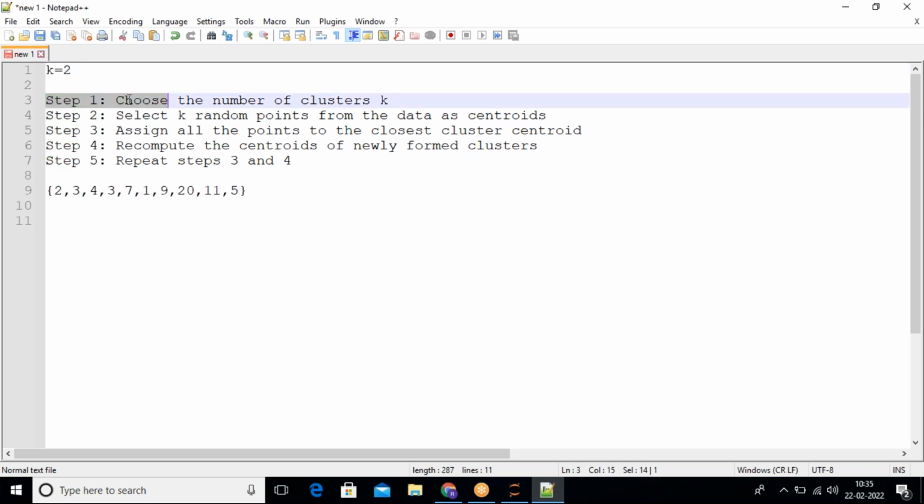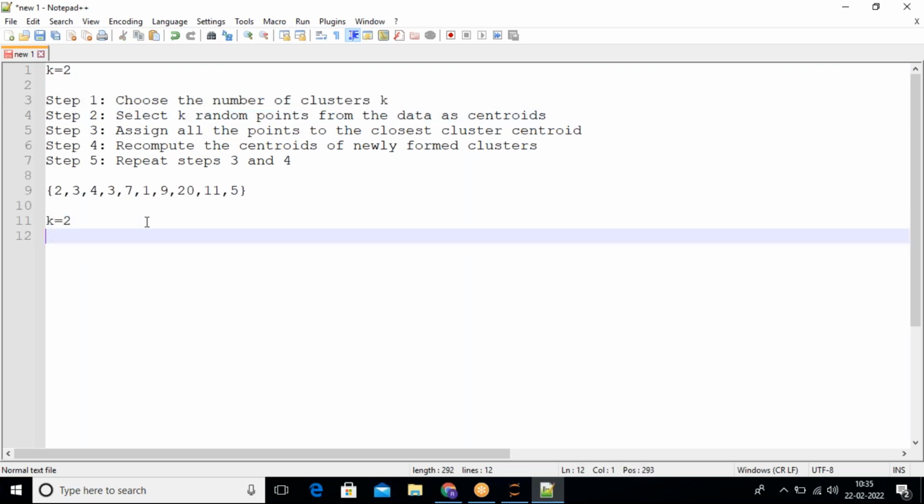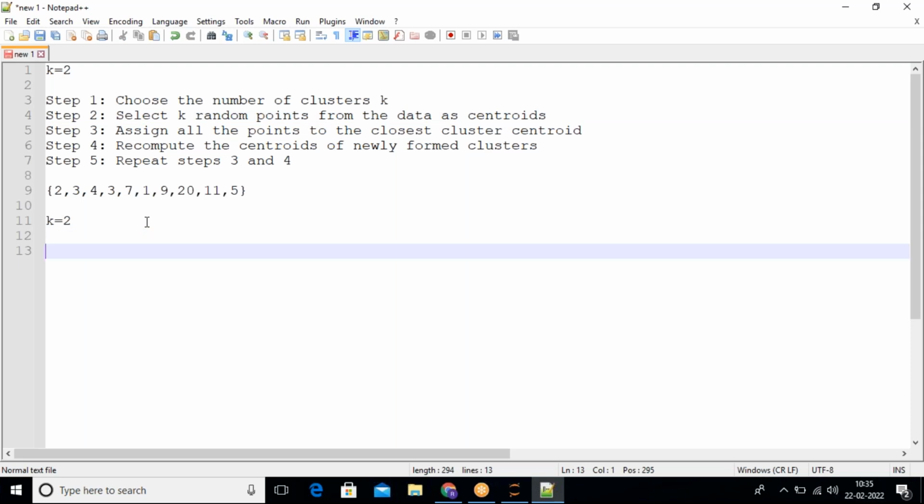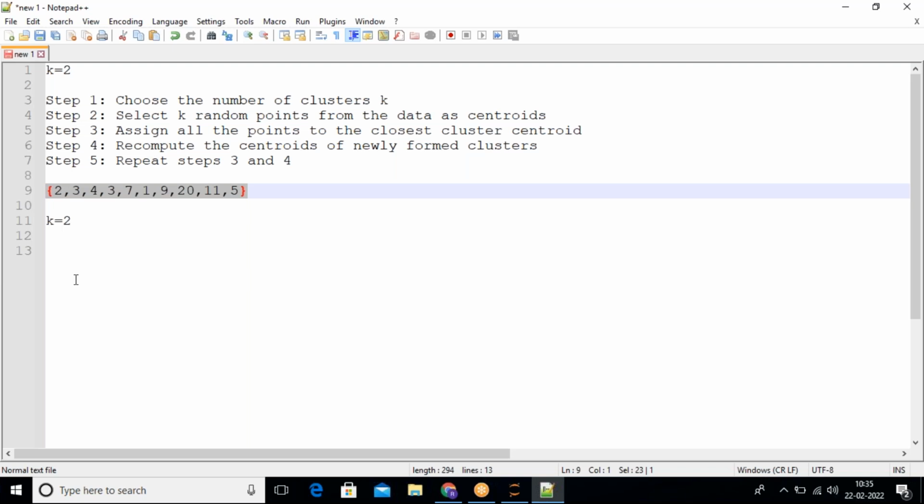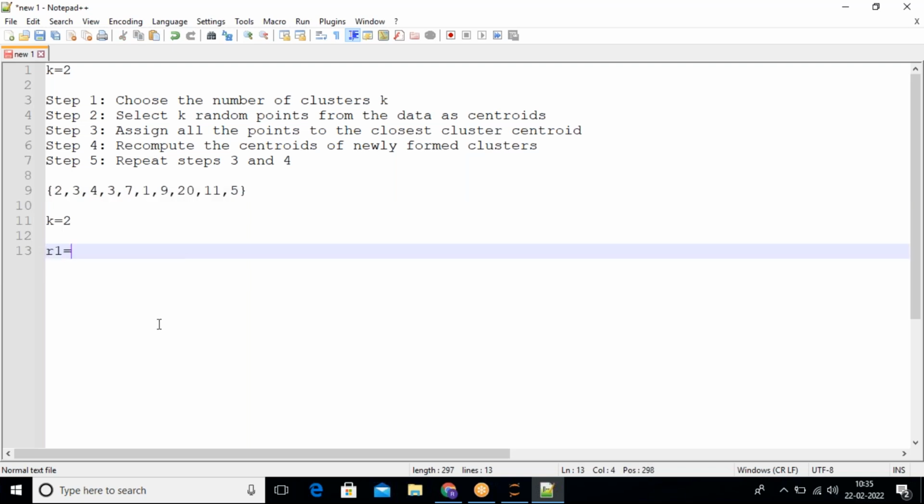That means step 1 is telling that choose the number of clusters K. Suppose here K equal to 2 means you have to make 2 clusters. Then they are telling select K random points from the data as centroids. Since we are going to make 2 clusters, how many random points are we going to choose? 2 random points. कितने random points derive करेंगे? 2. Okay, so R1 random 1, और यहाँ पर R2 random 2.